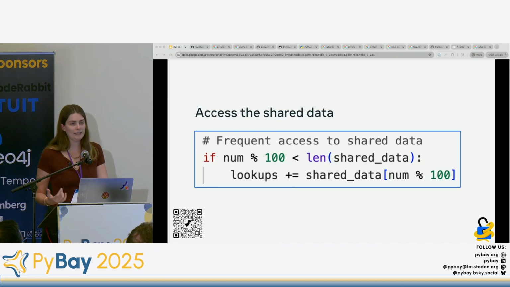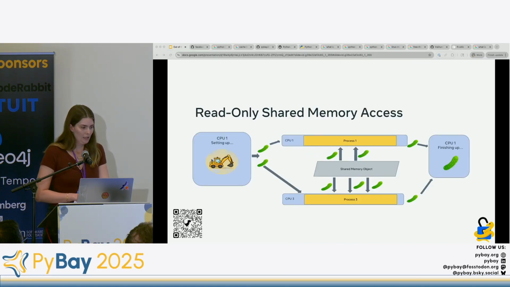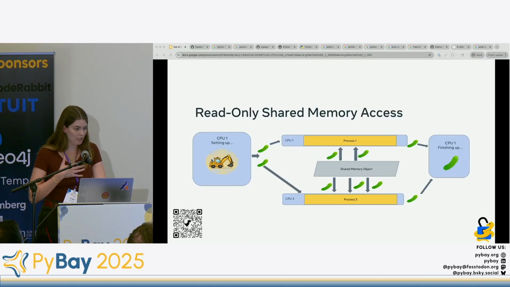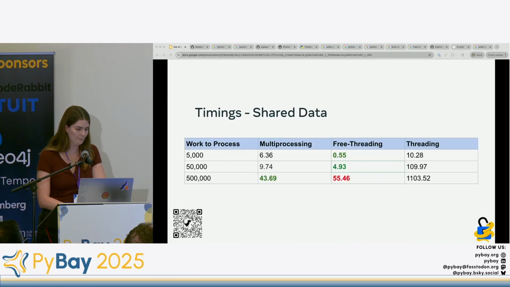And then we're going to access the shared data. This is every 100 iterations, we're going to look at it. And that's pretty much it. So we're doing a read-only operation. So what I expected was something to look kind of like this. We're accessing a shared memory object, but it's read-only, so we're just pulling, and we're pulling down our pickled serialized objects from this sort of shared memory that we've pushed to every process.